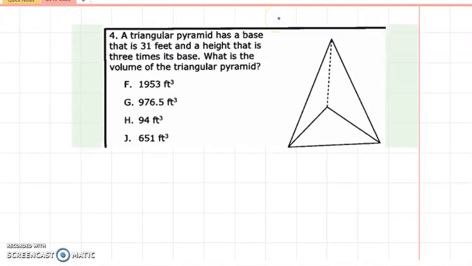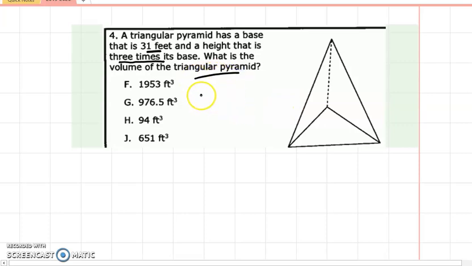Alright guys, this is the front and back. There are some issues. It says a triangular pyramid has a base that is 31 feet and a height that is 3 times its base. What is the volume of the triangular pyramid? So in a triangular pyramid, the equation is volume is equal to capital B times H divided by 3. And you need to understand that the capital B is the area of the base, which happens to be this part.